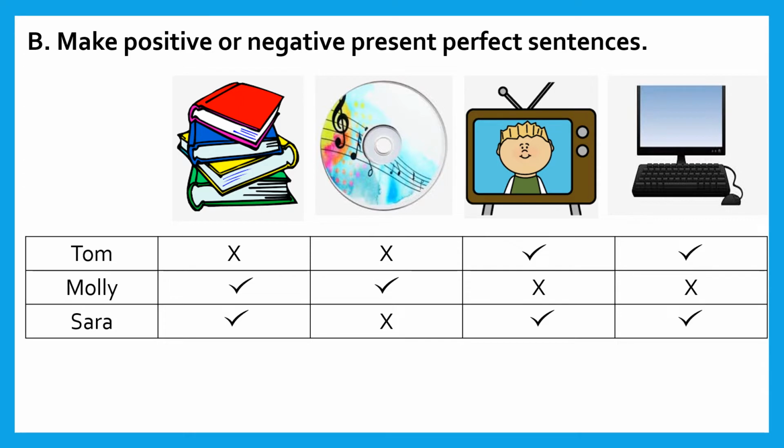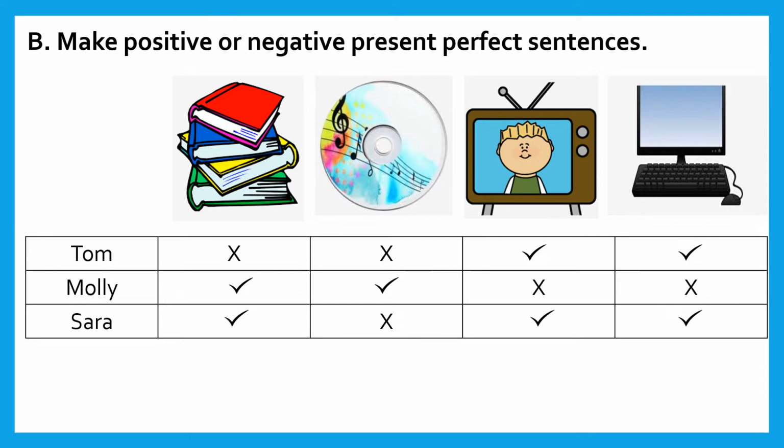Now children, we'll solve exercise B. Make positive or negative present perfect sentences. In this exercise, we have to use the information provided for framing our sentences. We have got names of 3 characters, Tom, Molly and Sarah, and their actions are marked with a cross or a tick mark. Wherever there is a cross, it shows an action that is not completed, and wherever there is a tick mark, it shows a completed action.